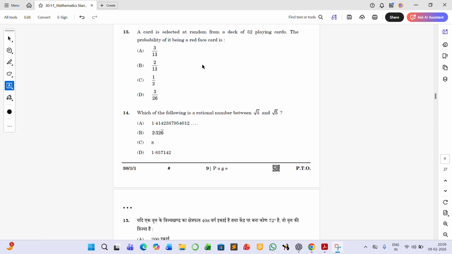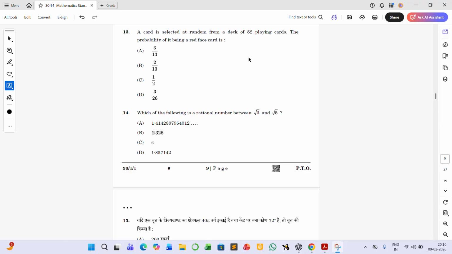So move on to question number 13. A card is selected at random from a deck of 52 playing cards. The probability of it being a red face card is? Now, do you know what a face card is? There is one face card inside every group of 13. And there are 26 red cards, so there will be two face cards, right?